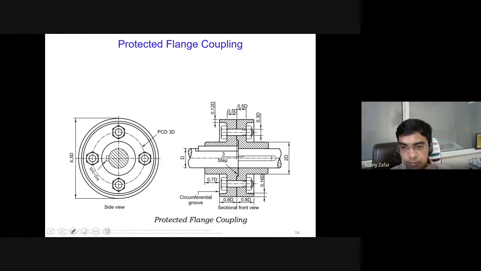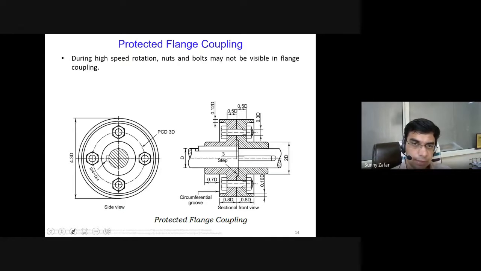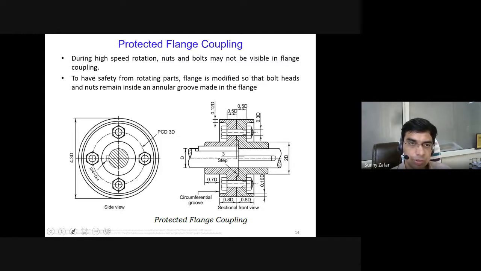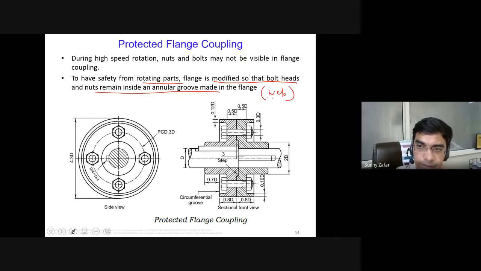So these are some dimensional details of this type of coupling known as protected flange coupling. The protected flange coupling basically gives safety from the rotating parts, because the flange is modified, so the bolt heads and nuts remain inside the annular groove. So how is that done? By providing a web.